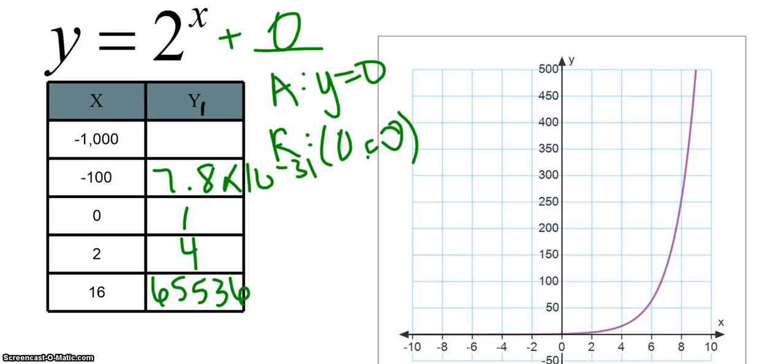Now I'm going to plug in 2 to the negative 1,000. When I do this, I get 0. And as we know, we can't equal 0. We can't. So this is where your calculator shows an error. What it's saying is that your calculator can't figure out this number because it's so small and so close to 0 that it just can't figure it out. So you have to understand where your asymptote is and that your function can't ever equal that.